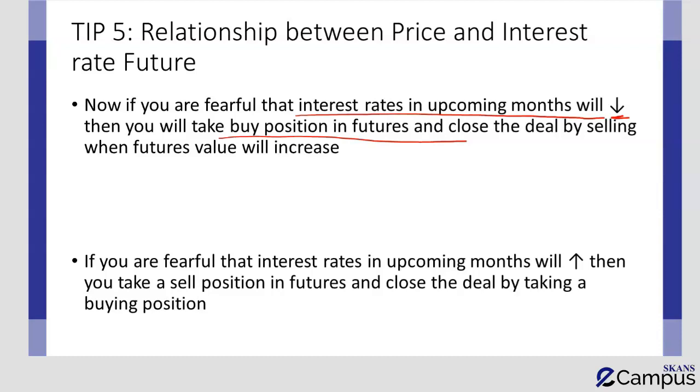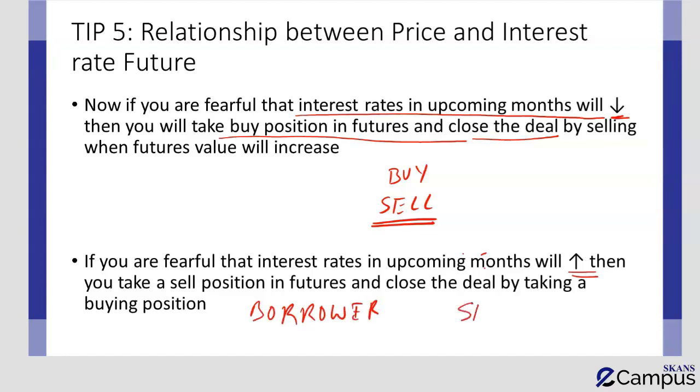And just like an FRA, you have to settle it, so to close the deal of an interest rate future, you have to take an opposite position, like we did in currencies as well. So if I have taken a buy position, to close the deal I'll have to take a sell position. Similarly, if you're fearful that interest rates in the upcoming months will increase, who is fearful? The borrower, because he doesn't want the rates to increase. In such a case, you will take a sell position and you will close the deal by taking a buy position.